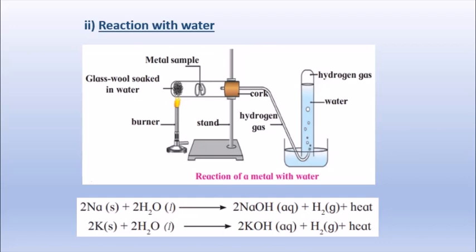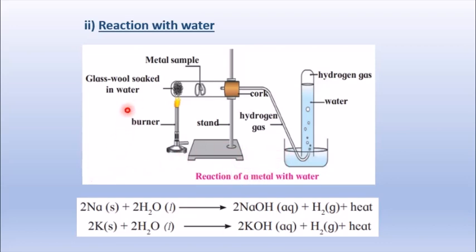Now, the second chemical property is the reaction of metal with water. What happens when metal comes in contact with water? For this, we are doing an experiment. We have taken a burner, a test tube, and different samples of metal. We are taking a rubber cork, a bent tube, and a test tube which we will invert, and here we have taken a bucket full of water.